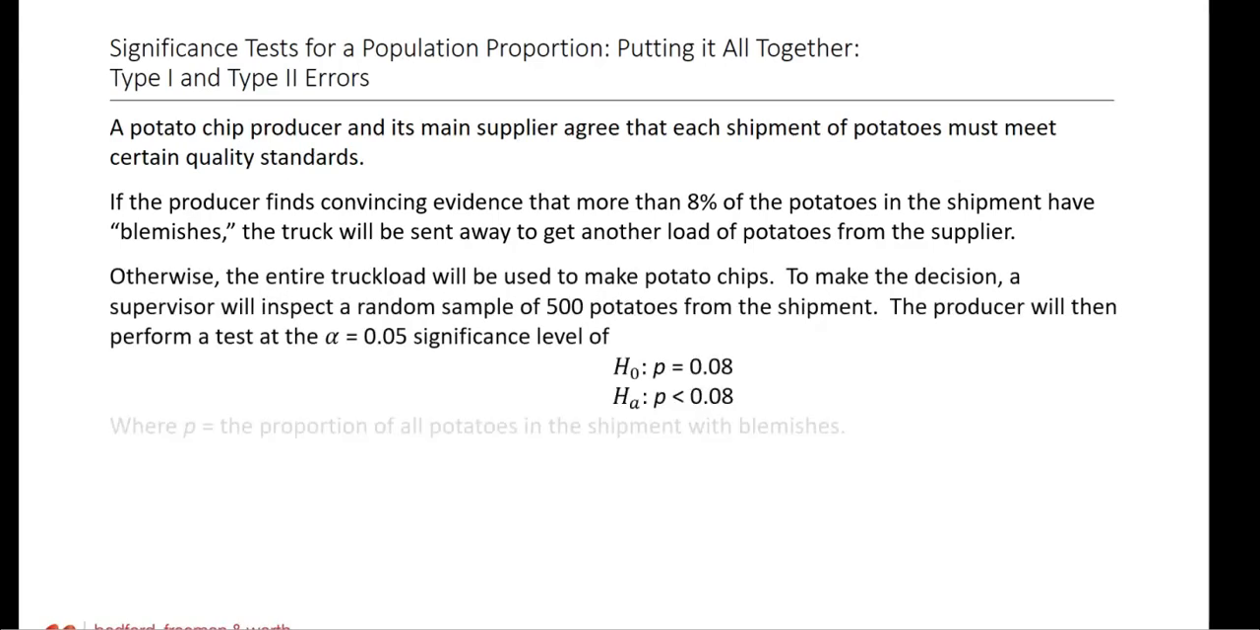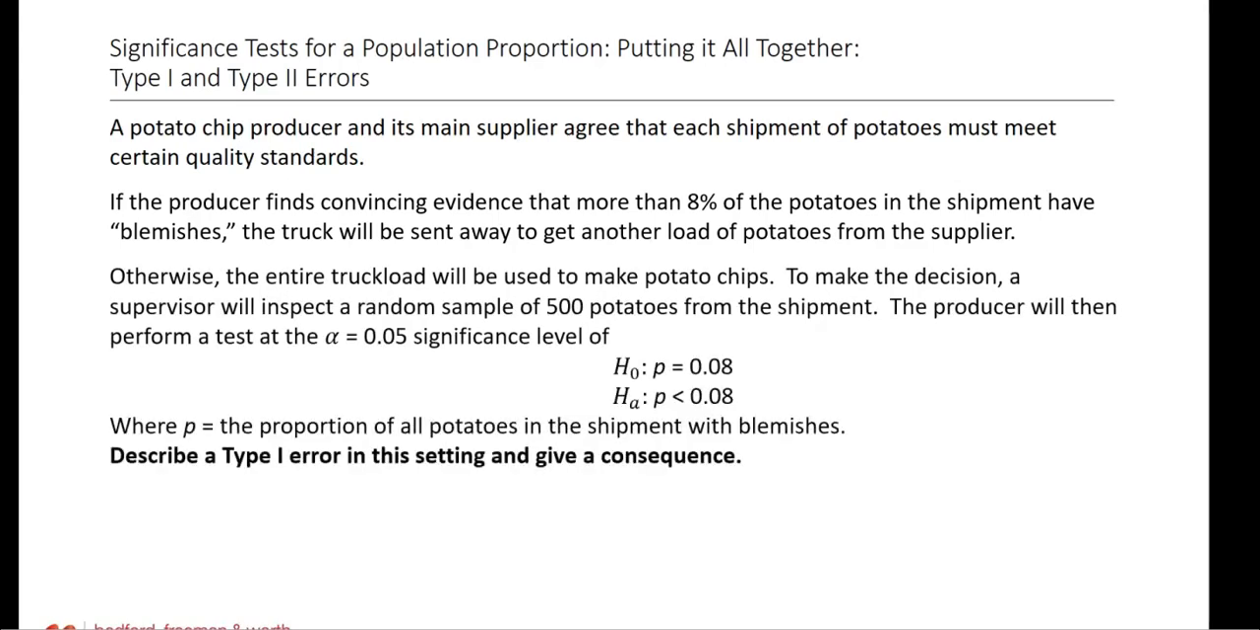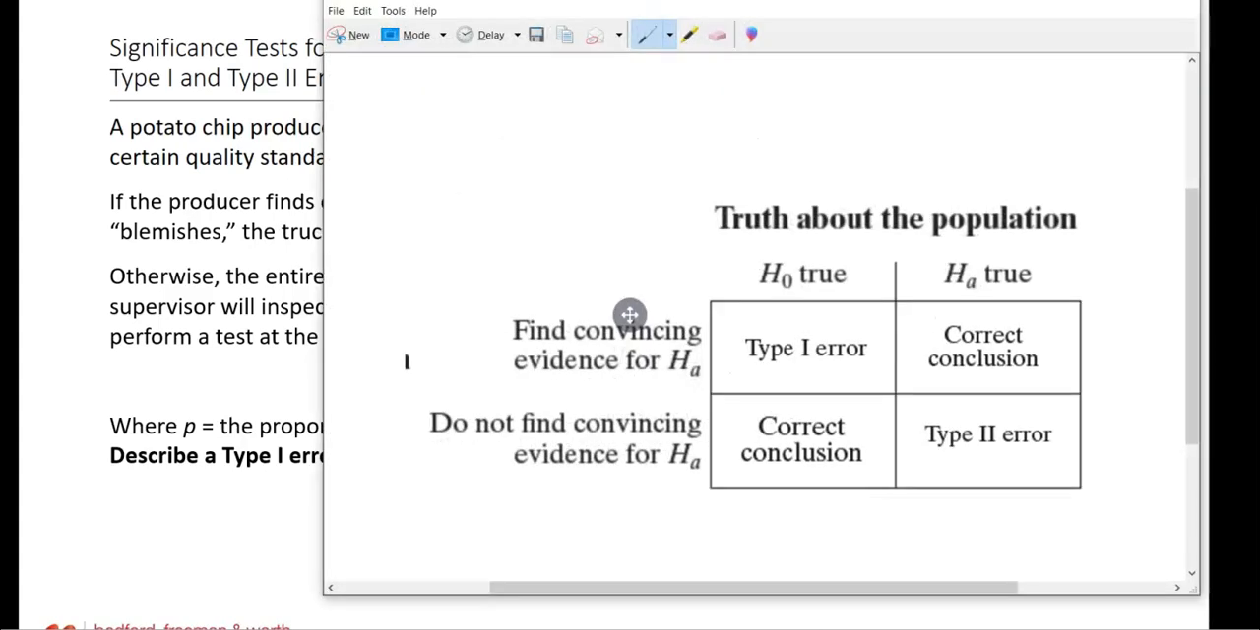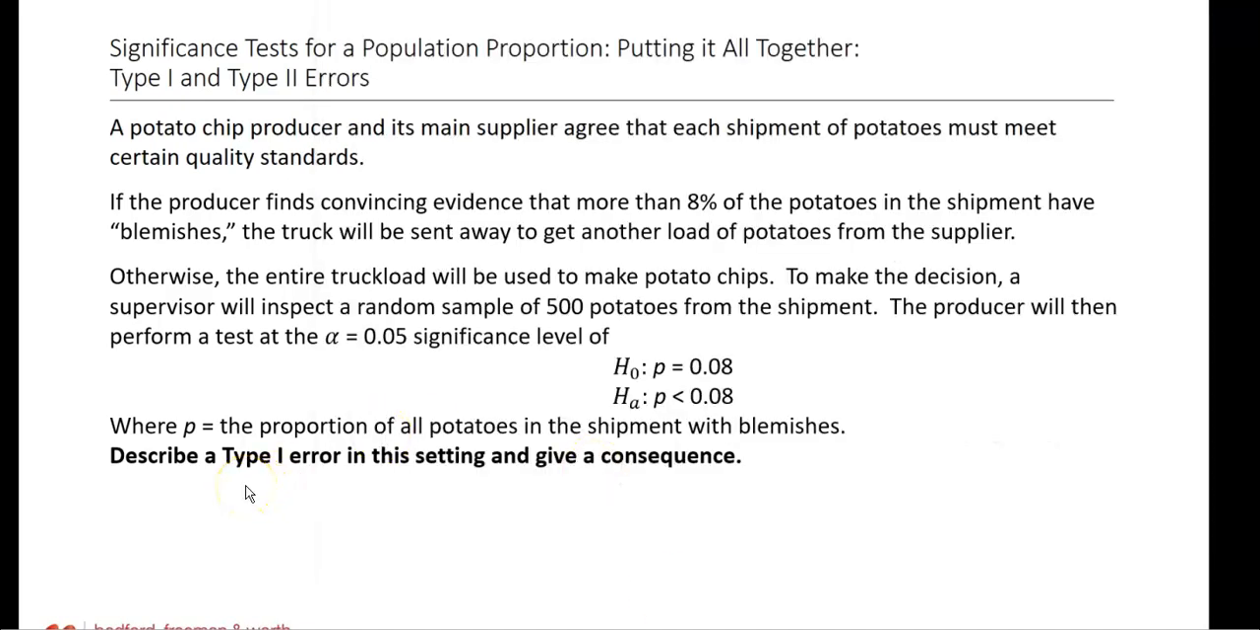Okay, same potato chip thing. We already did that. Describe a type 1 error in this setting. So if you look at the chart here, type 1 error is when you reject, but the null was actually true, right? In this setting, what would it mean to reject? We send the truck back, but actually they didn't have more than 8% blemishes on the potatoes. It was a perfectly good truck. It was good enough for us to take, and we sent it back. And boy, the supplier's guy is going to be mad.